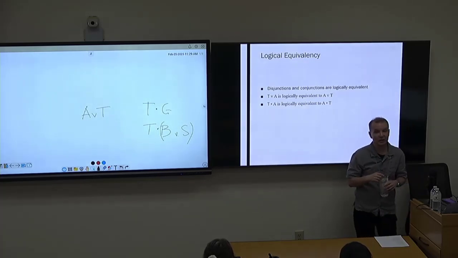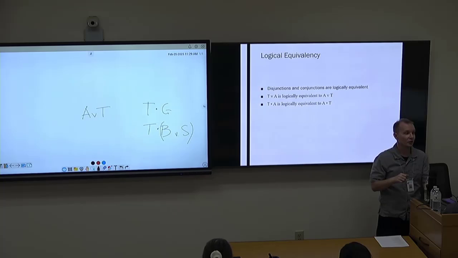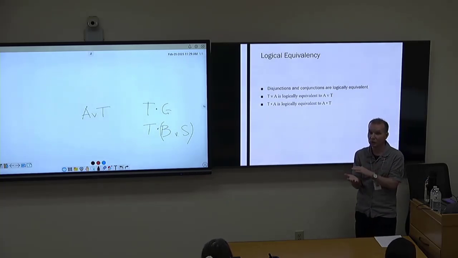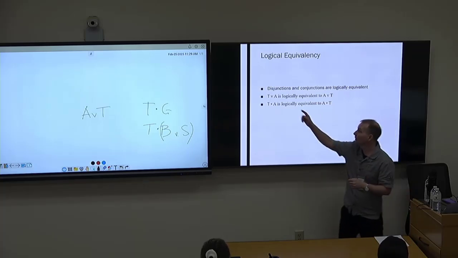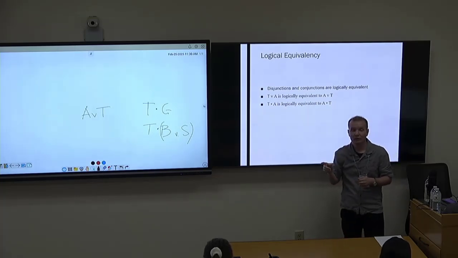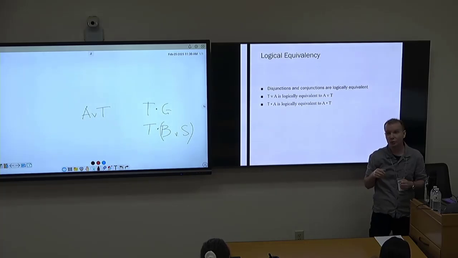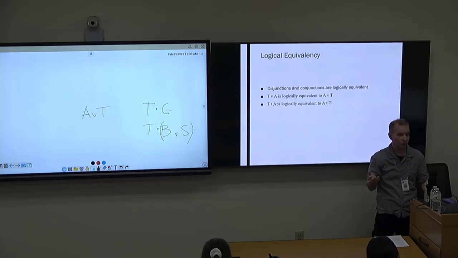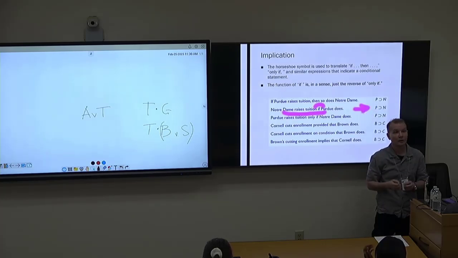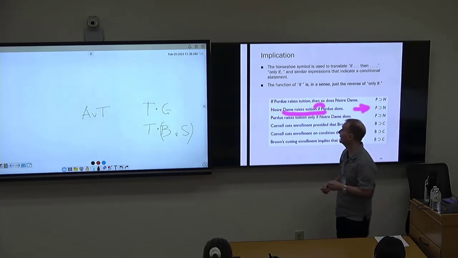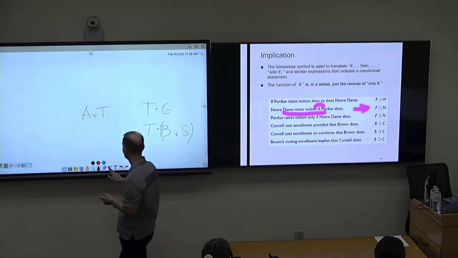Now, logical equivalency. Disjunction and conjunction are logically equivalent, which means we don't care what's on the left side or what's on the right side. T or A is equivalent to A or T. T and A is equivalent to A and T. You can't do it to horseshoe, to conditional statements, because it matters what's on the left and what's on the right. We call this implication, and here we're using the horseshoe.